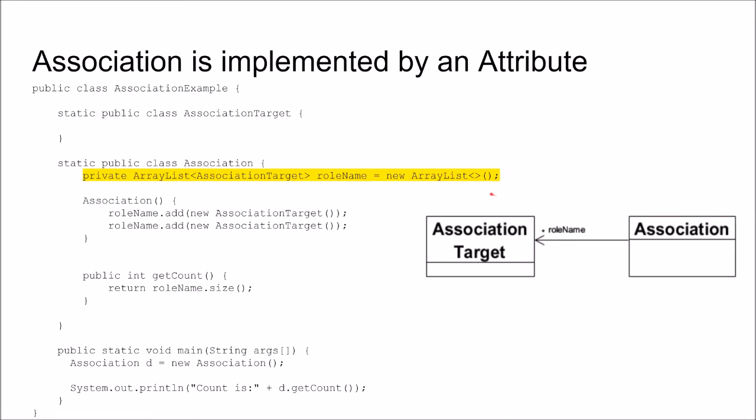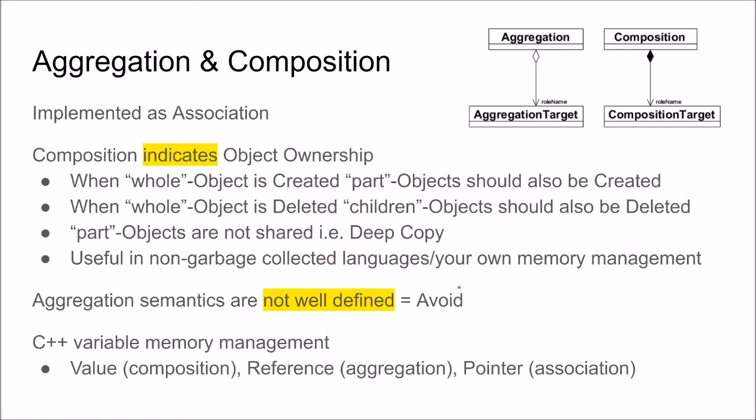Vice versa, if you see an attribute of a certain type in a class, then you have an association. You do not add these attributes in the attribute compartment of the class. Instead, we want to show the relationship visually. Aggregation and composition are special types of associations.